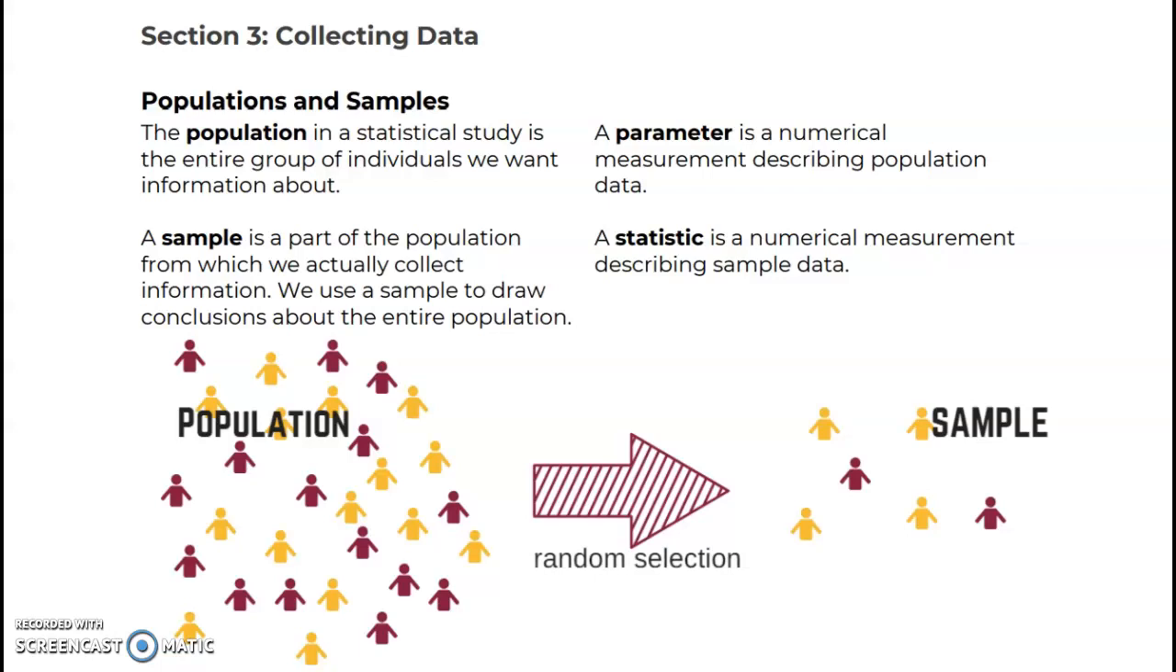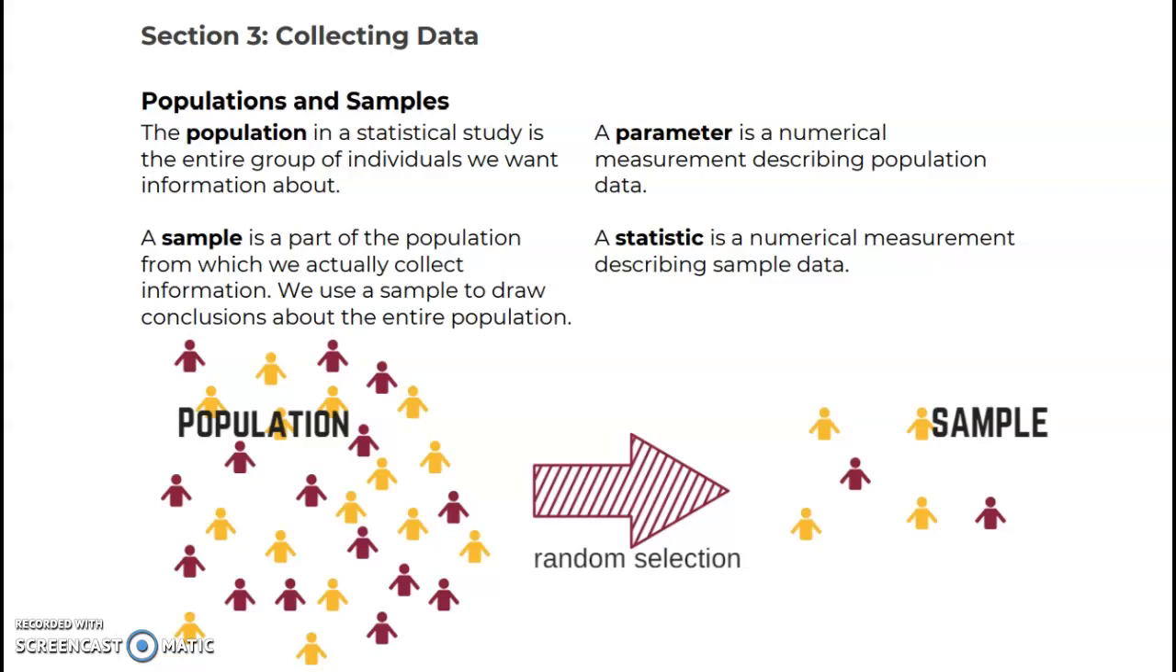Section 3 looks at collecting data. So just a couple definitions over here. First of all, we have the population. The population in a statistical study is the entire group of individuals we want information about. Now, sometimes it's a little tricky to find out who the population is, so we may have to read a question very carefully as it may not be explicitly stated.